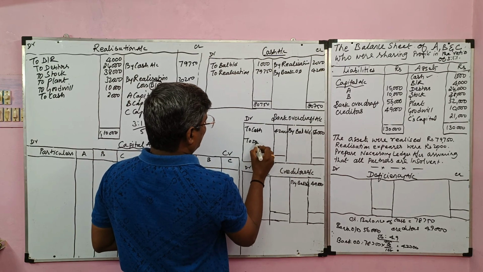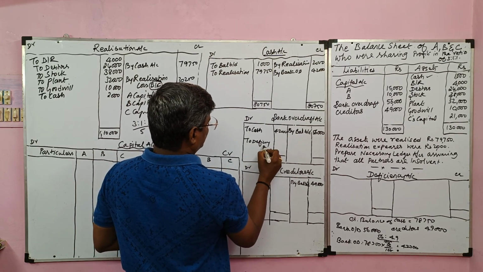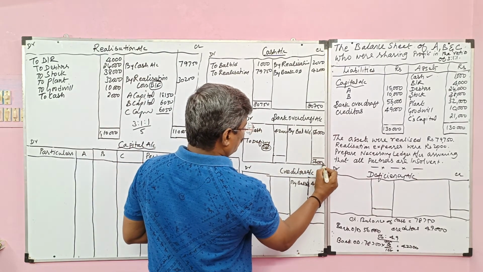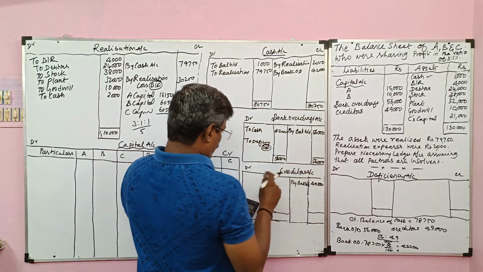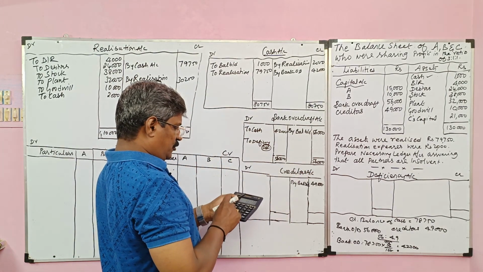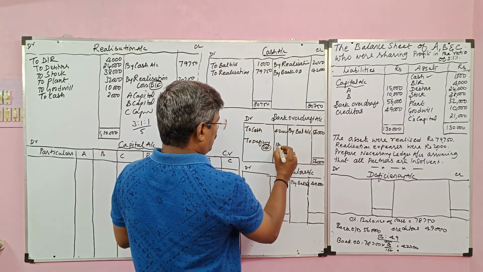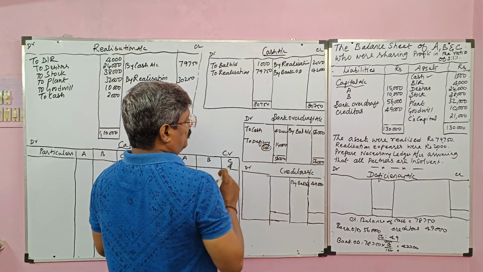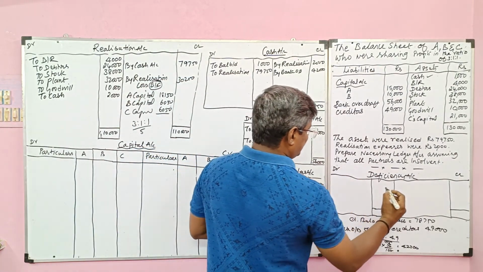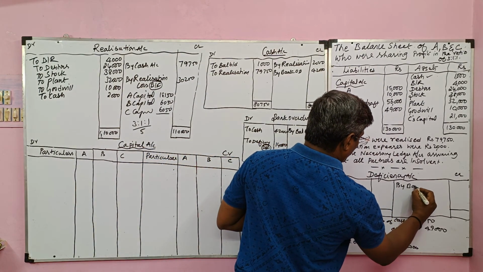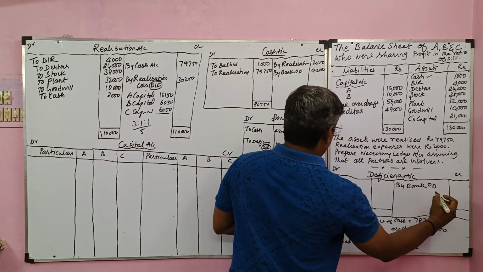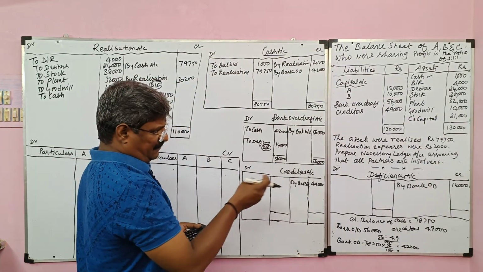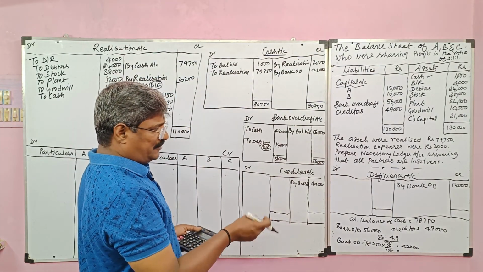The balance will be considered deficiency. Total bank OD is 56,000. Out of 56,000, 42,000 is payable. So the balance 14,000 is considered as deficiency. For this, the entry is bank overdraft account debit to deficiency. It will be recorded in the deficiency account as by bank overdraft deficiency 14,000.